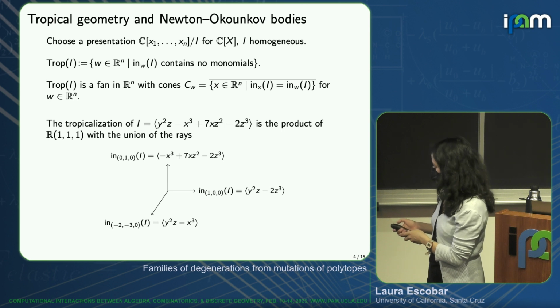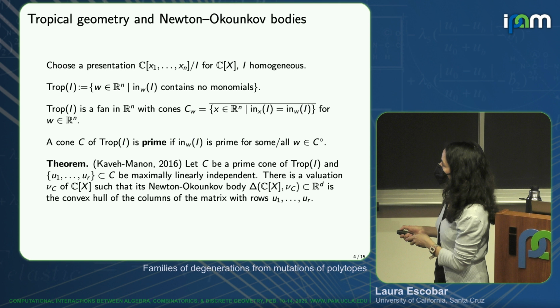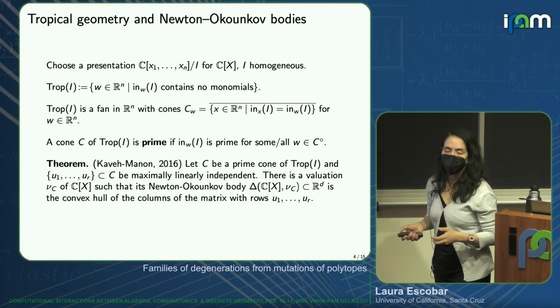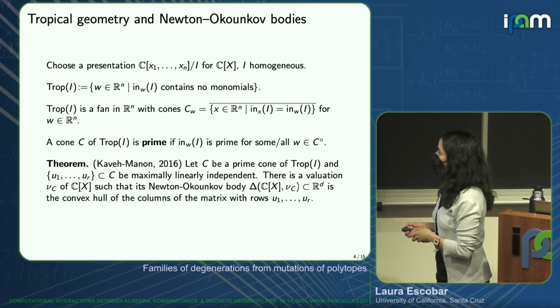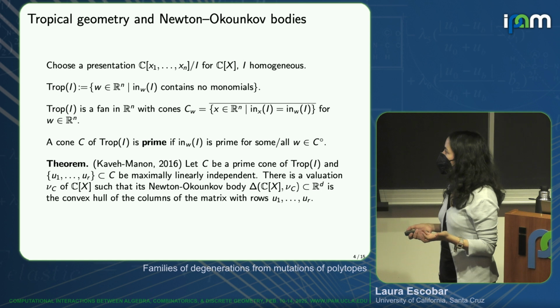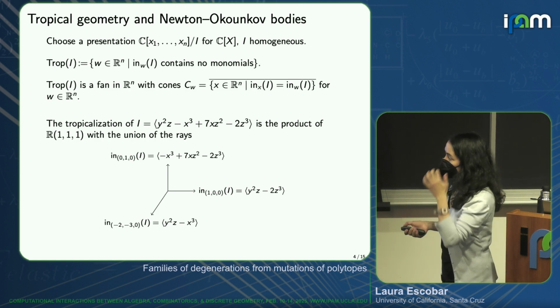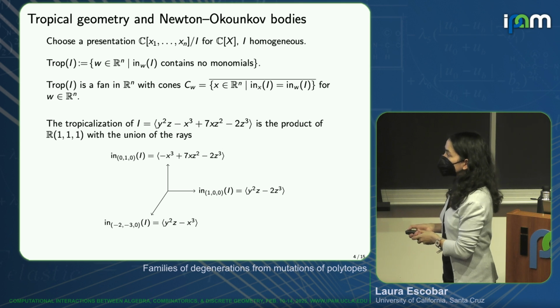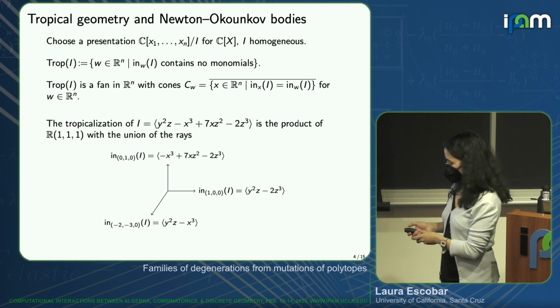Okay. So we're going to define a cone in the tropicalization to be prime if the initial ideal corresponding to that cone is prime. And so the theory of Gröbner degenerations, or initial ideals, tells you that there is a degeneration from your original coordinate ring to the variety given by this ideal.